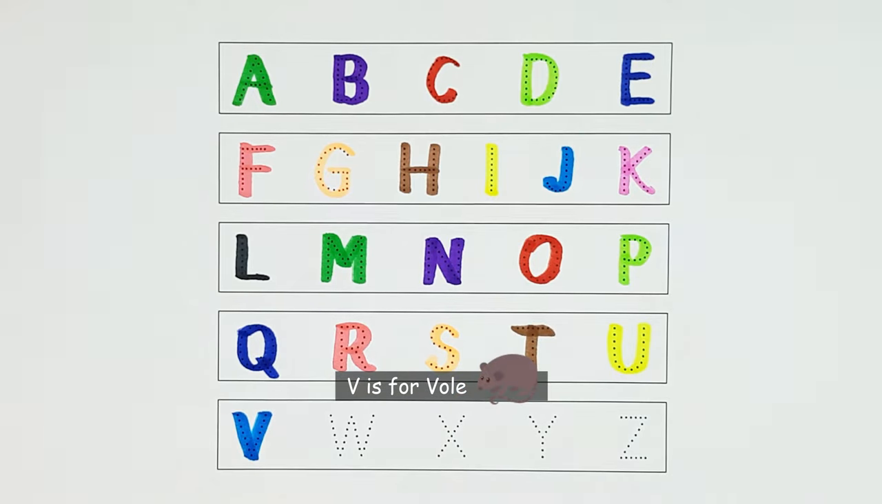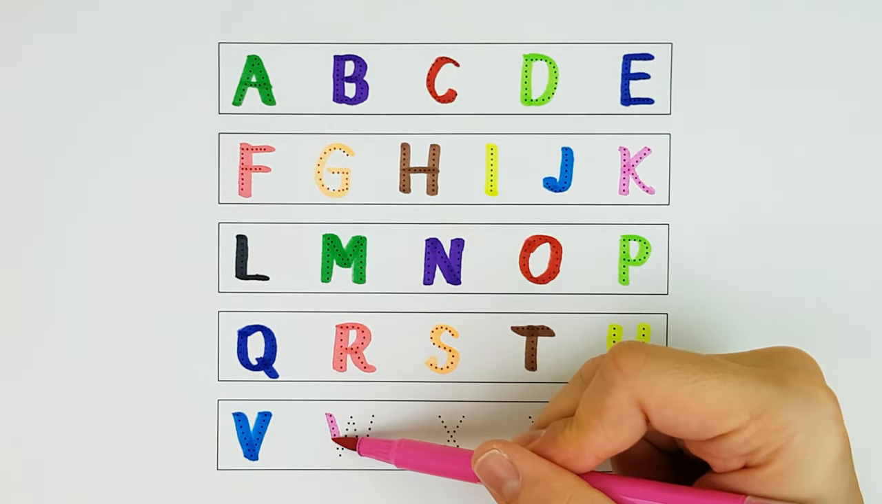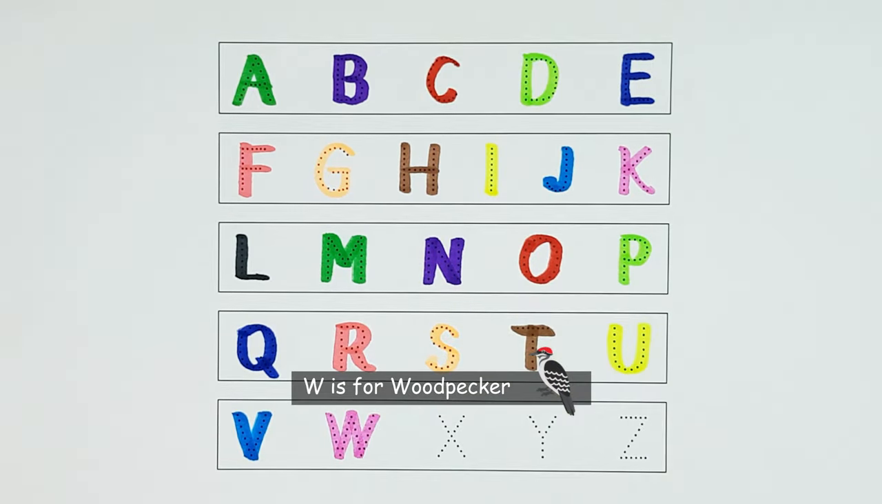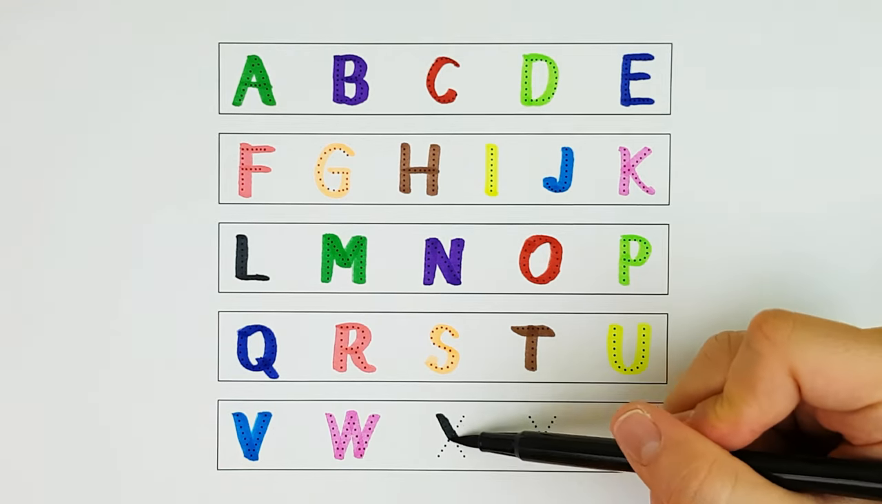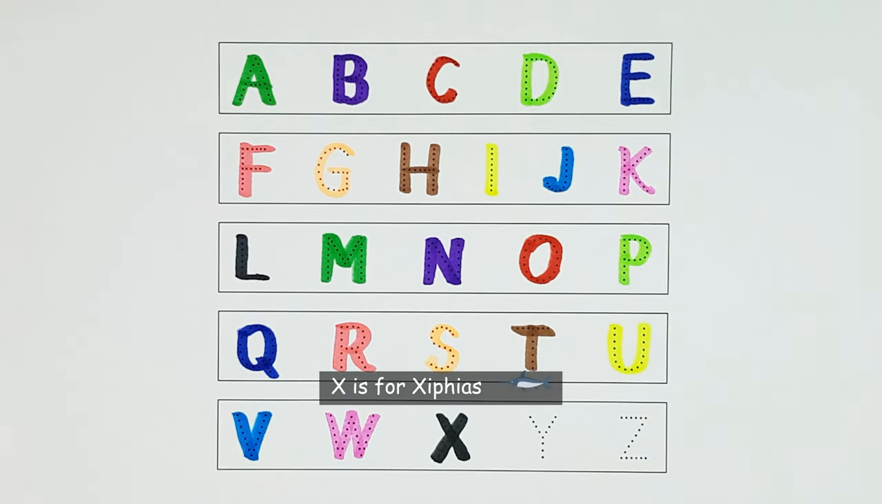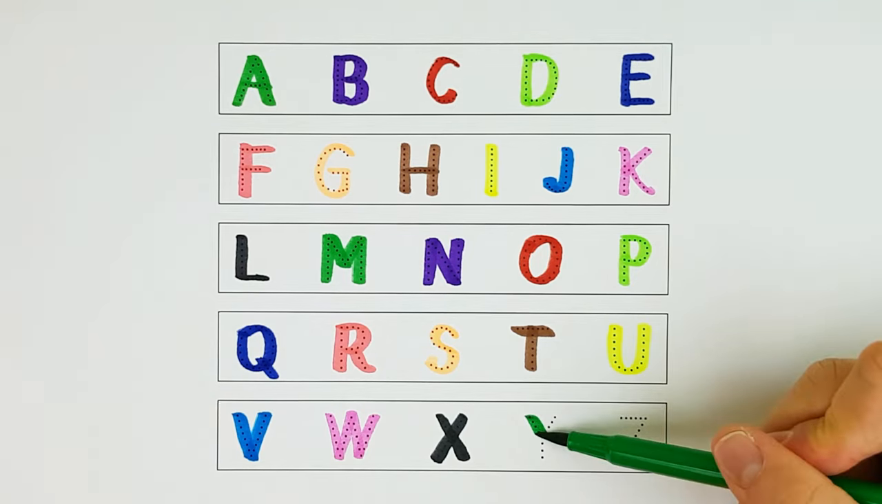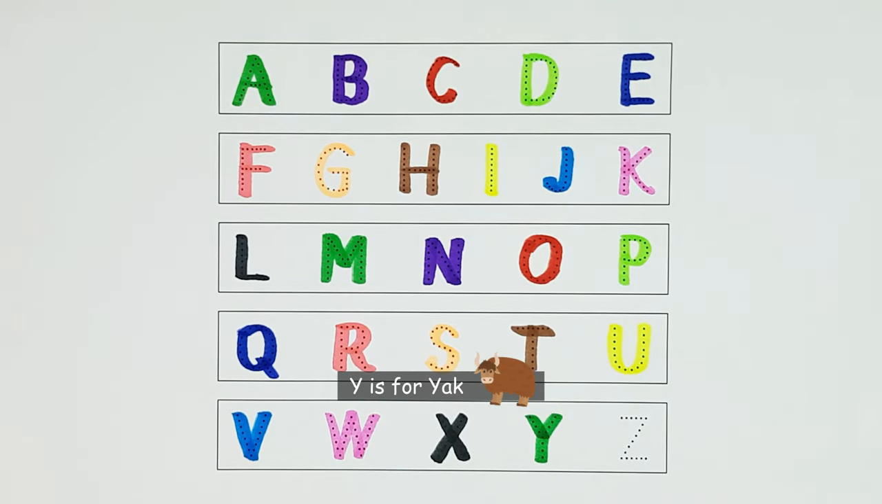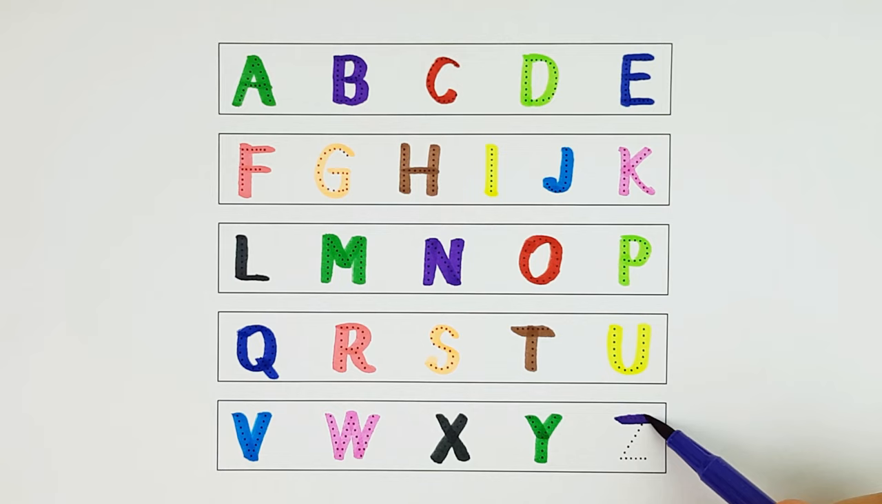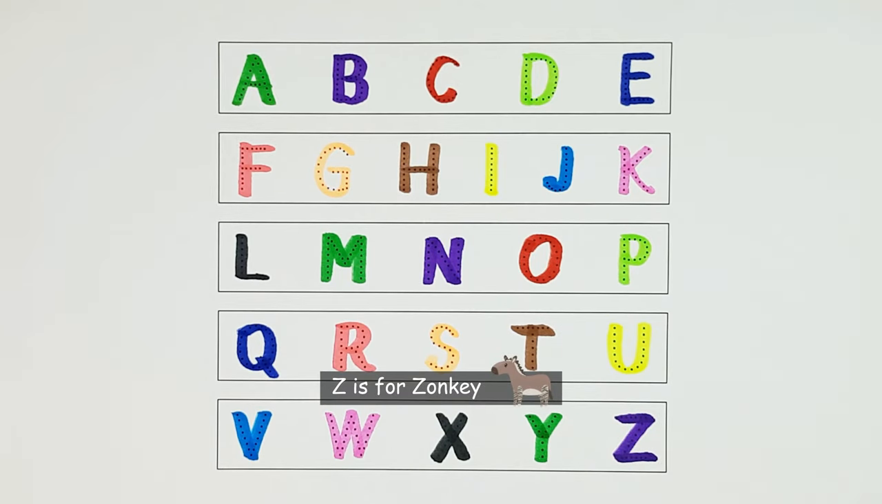V is for vole. W is for woodpecker. X is for Ziphius. Y is for yak. Z is for zonkey.